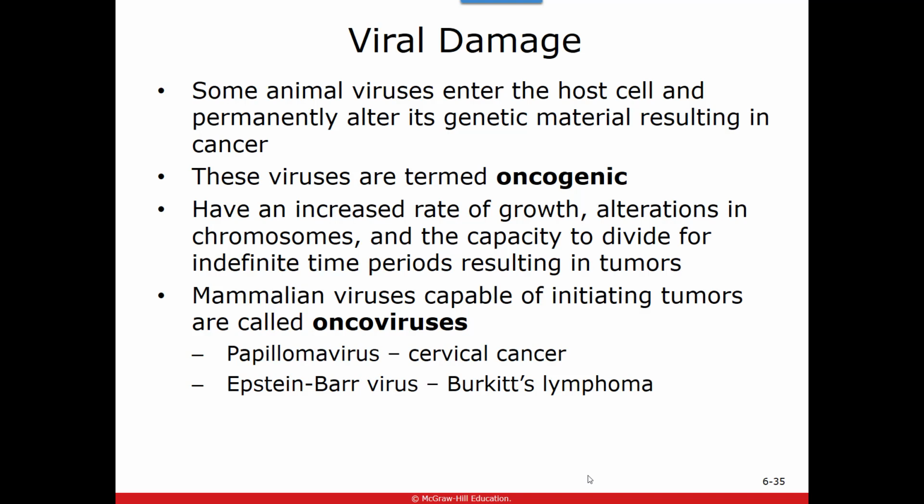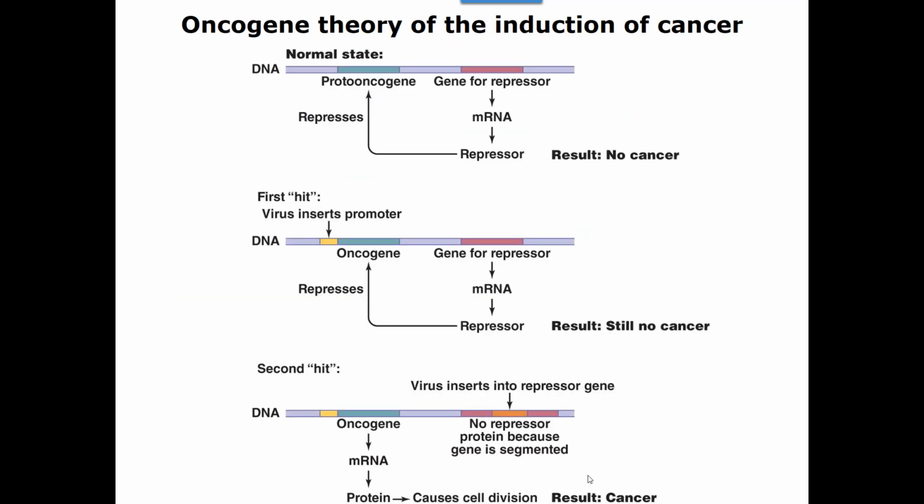Now, a couple common viruses that can initiate tumors and cause cancers. The papillomavirus is a virus that causes cervical cancer as well as other cancers. The Epstein-Barr virus can cause Burkitt's lymphoma. These are viruses that are known to cause different cancers. Now, we can call this what's known as the oncogene theory of the induction of cancer. It's a long, wordy way of asking how viruses can cause cancer.